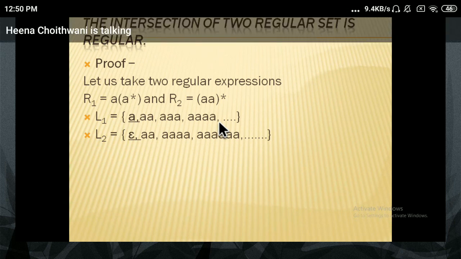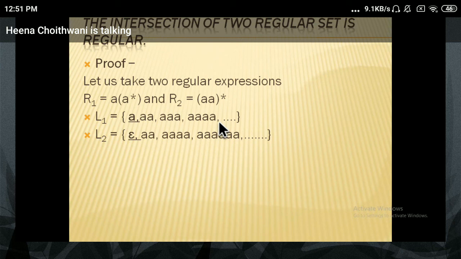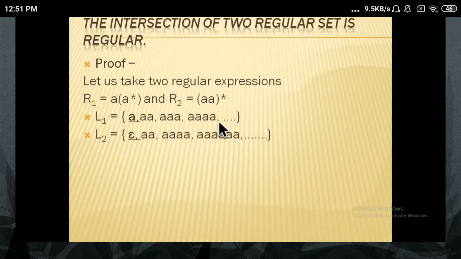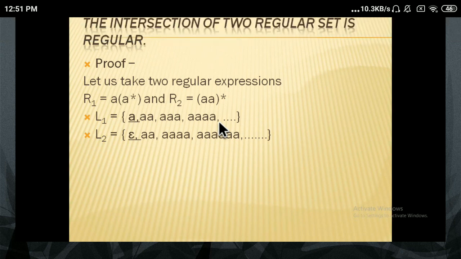AA, second common string, 4 times A. If you take the next common string, that will become 6 times A, and we'll have 8 times A, right? Can we say that is a positive closure of AA? Please check.